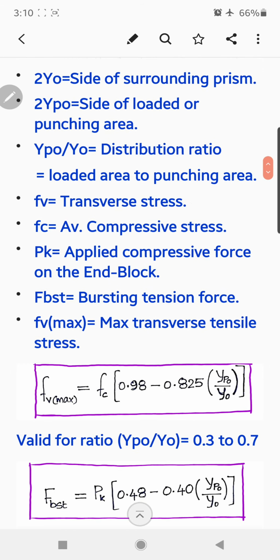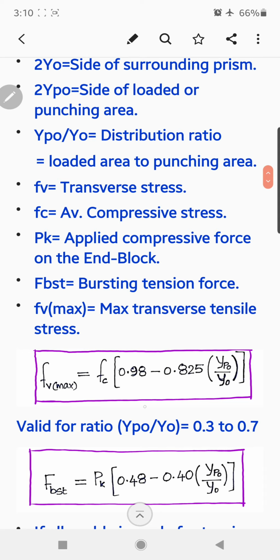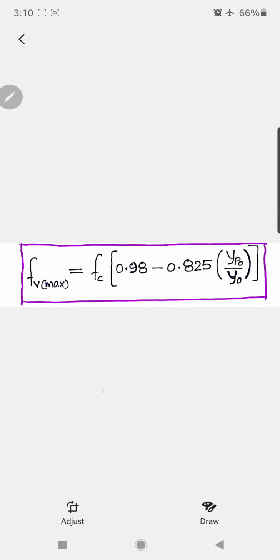Fv max is the maximum tensile stress. This Fv max is determined using this expression: Fv max is equal to Fc into 0.98 minus 0.825 into Yp0 by y0, that is the distribution ratio.